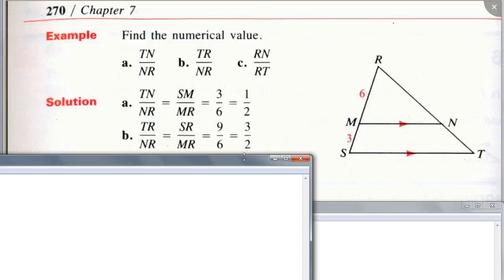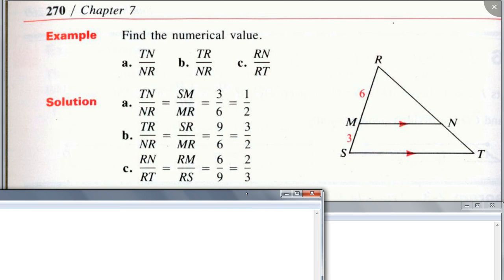Rn over Rt. Who has an answer, Pomon? What do you think? How many people agree with Pomon? It is correct. It is 2/3 because if I'm comparing Rn to Rt, what do we need? Rm to what? Rs. So therefore you get 2/3. Correct? Any question? Okay.